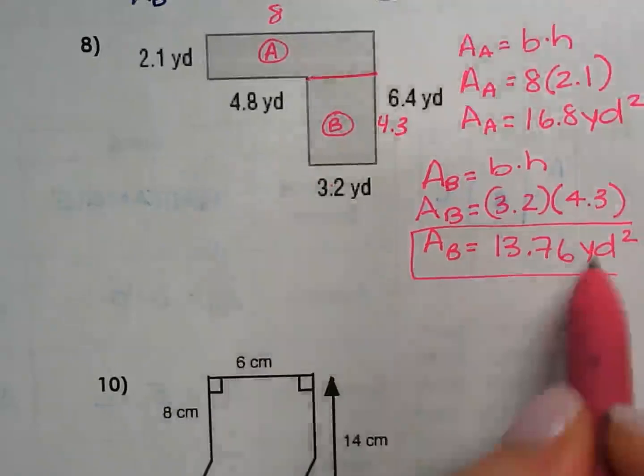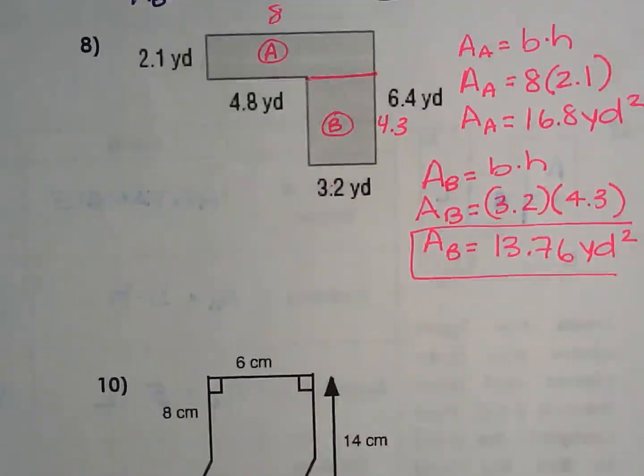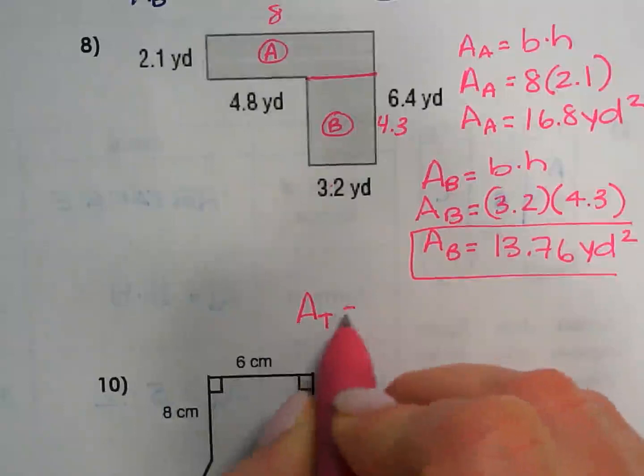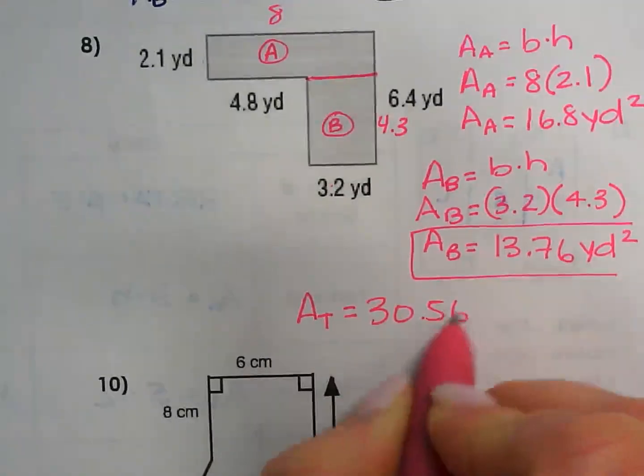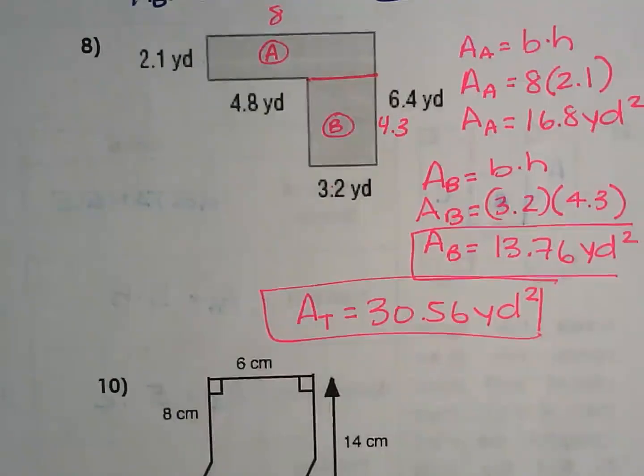Oops, that's just that one. And then when we add it to the 16.8 yards that we had for the other shape, our total area is equal to 30.56 yards squared. That's our final answer. Okay.